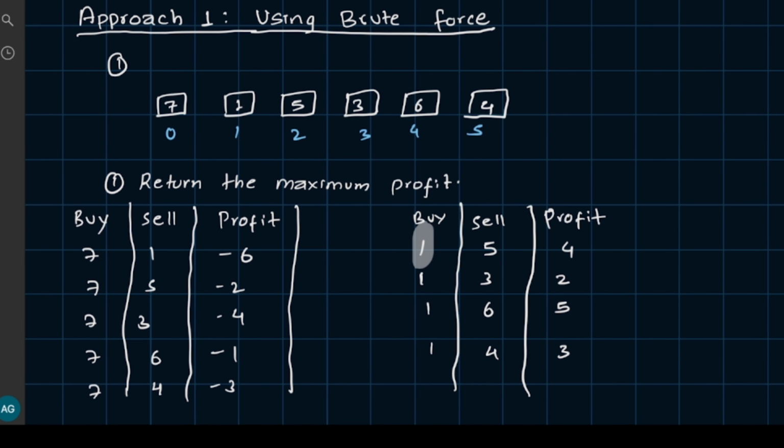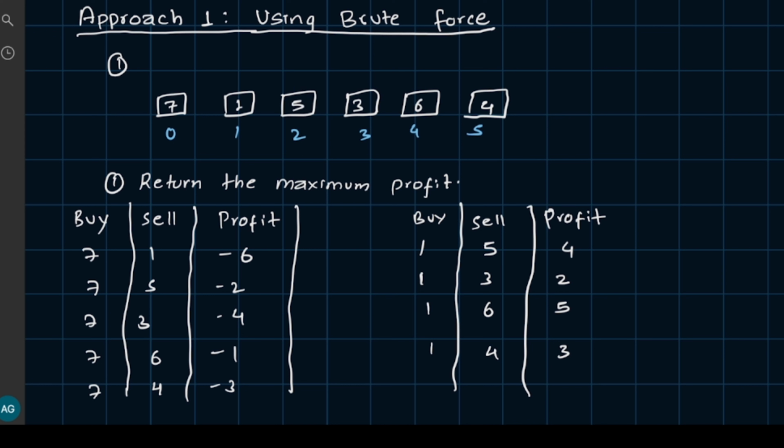When we bought the stock at 1 and sold at 5, we can get the profit of 4. And when we bought the stock at 1 and sold at 3, we're going to get the profit of 2. When we bought at 1 and sold at 6, we're going to get the profit of 5. When we bought at 1 and sold at 4, we're going to get the profit of 3. If you see here, the maximum profit we can get is 5. And we're going to do the same thing for 5, 3, 6, and then get the maximum profit.